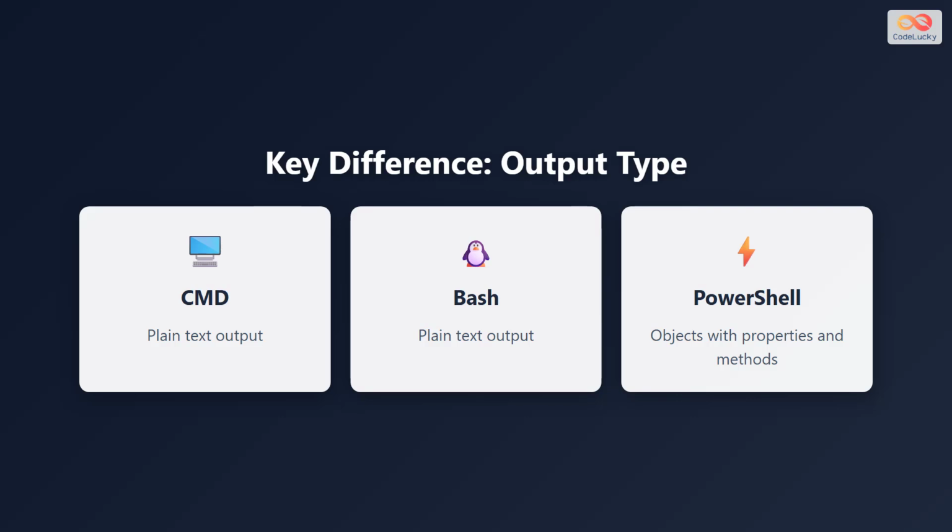One of the most fundamental differences between these tools is how they handle output. Both CMD and Bash work with plain text output. When you run a command, they return text that you see on the screen. PowerShell, however, takes a completely different approach. Instead of returning plain text, PowerShell commands return objects. These objects have properties and methods that you can directly access and manipulate. This object-based approach is what makes PowerShell so powerful and flexible for automation tasks.